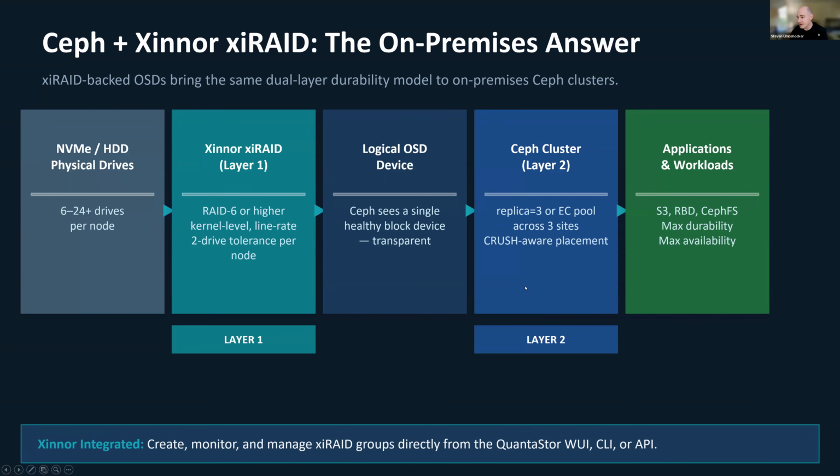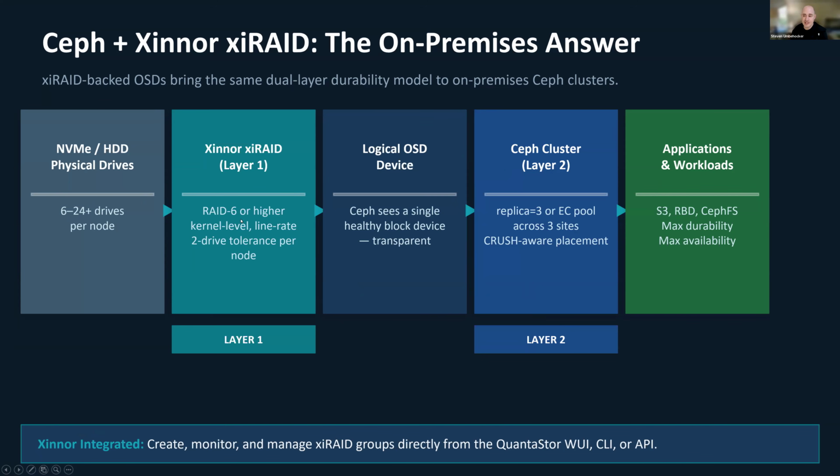So that's where we're going through this technique. Basically, you're taking your local NVMe drives and combining them into the Xinnor xiRAID. So you've got that local durability on every single node. And within a node, you could even have separate groups, having multiple RAID groups.